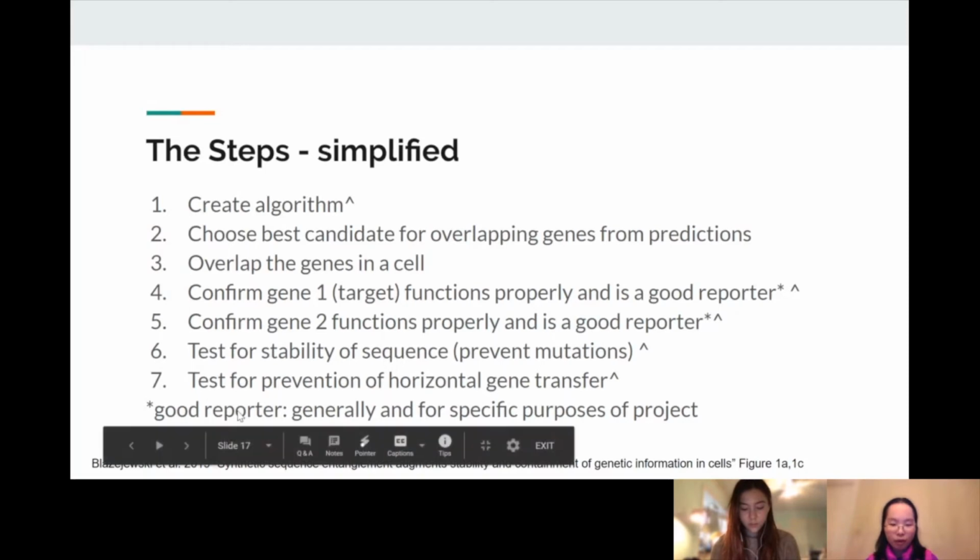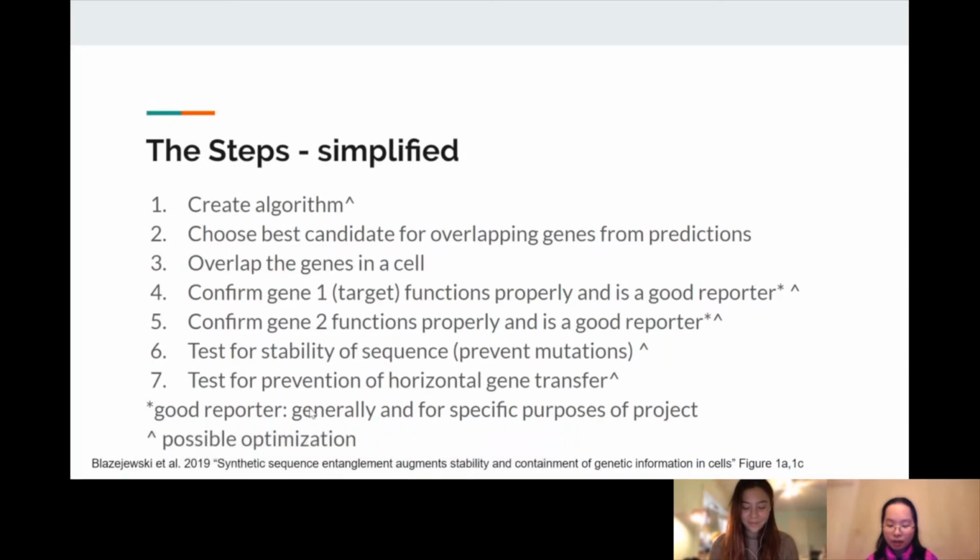And by reporter, what I mean is a marker that allows you to see the phenotype, the expression of that gene easily. A general good reporter is green fluorescent protein, because if the protein is expressed properly, and it's functioning properly, you'll be able to see that light. And so you want this to be generally a good reporter, but also a good reporter for the specific purposes of the project. And I'll go into exactly what I mean about that in a little bit.